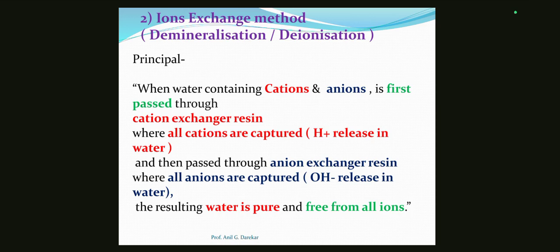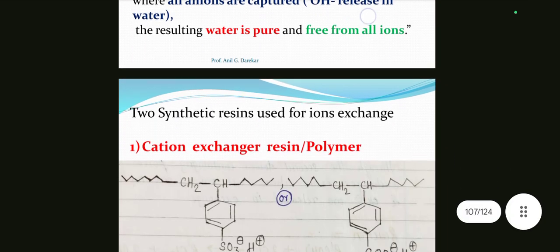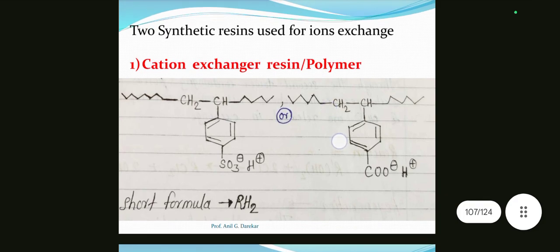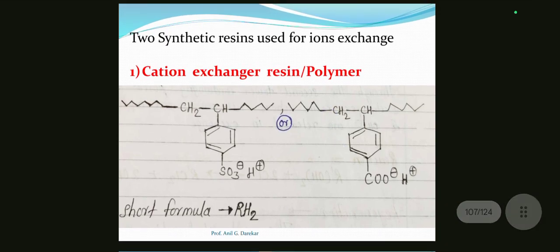After that, water passes through the second resin, the anion exchanger resin, where all anions are captured and in exchange OH minus ions are released. And finally we get water which is completely pure and free from all ions. So after the principle we will see what exactly is present in the cation exchanger resin.